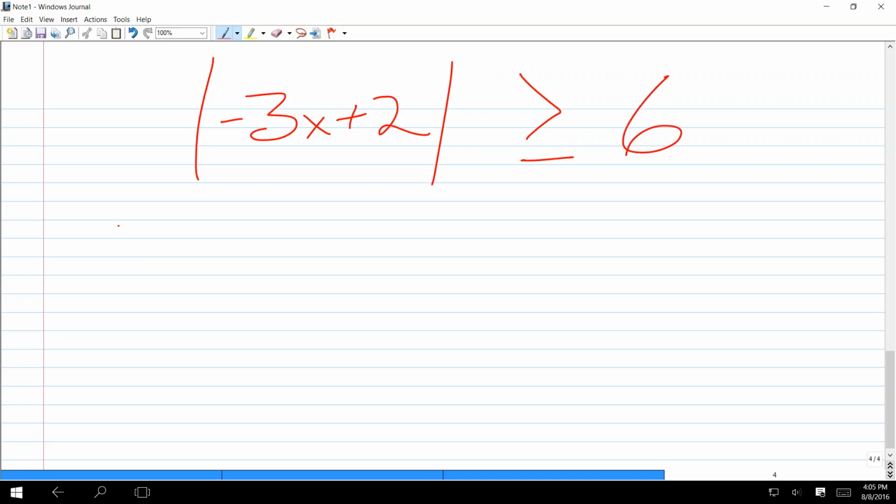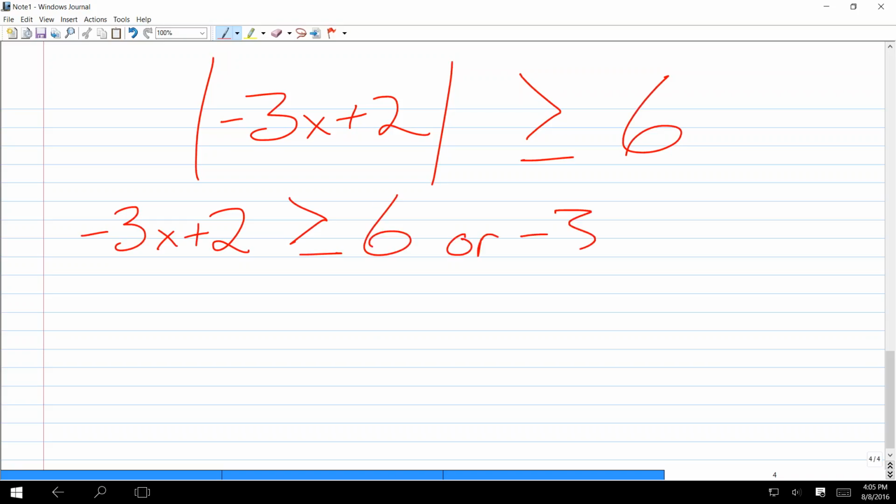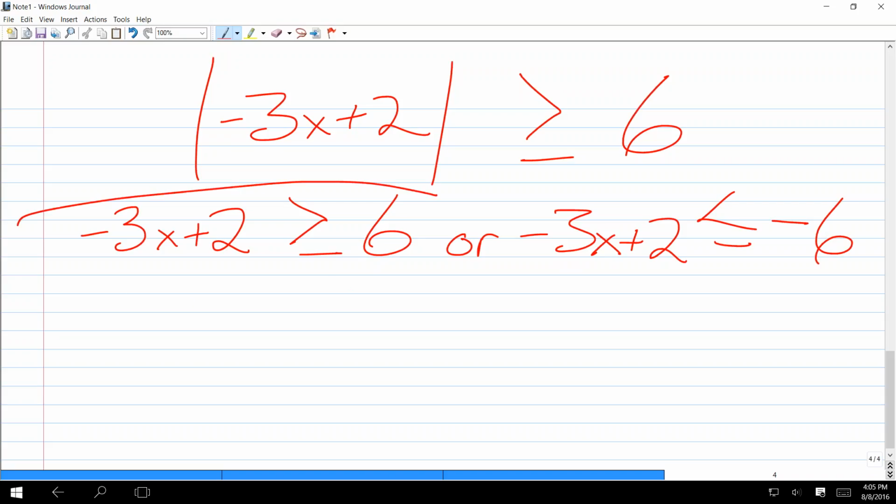Alright, so it'd be negative 3x plus 2 is greater than or equal to 6, or negative 3x plus 2 is less than or equal to negative 6. Good. Solve each one. In other words, I write it horizontally so you can solve it vertically. We're used to solving inequalities vertically. And so that's why I write them horizontally and why your teacher will do the same thing. So solve that.